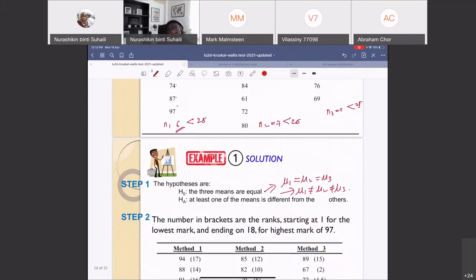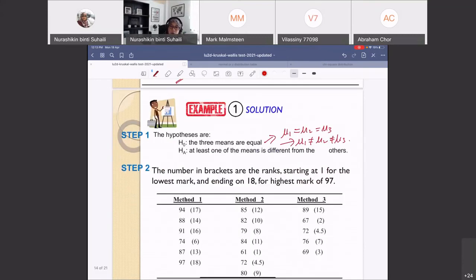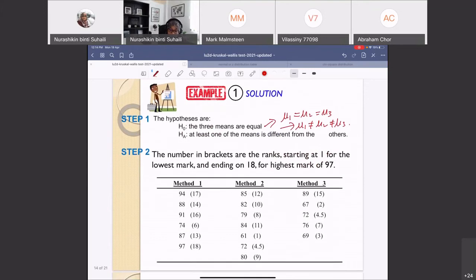Okay, so the second step is to combine and rank the data. What is meant by combining the data? It means you consider all the data, and you rank from the lowest to the highest. When you combine all the data, you consider all of it. The one in the bracket is the rank, which is given to you here. The original data is the one outside the bracket.